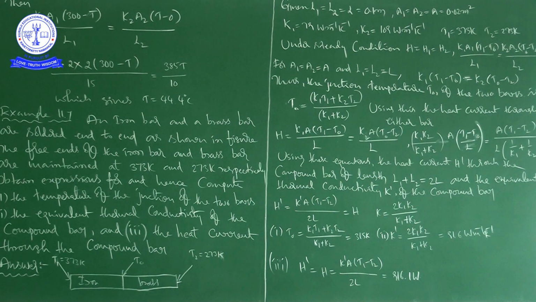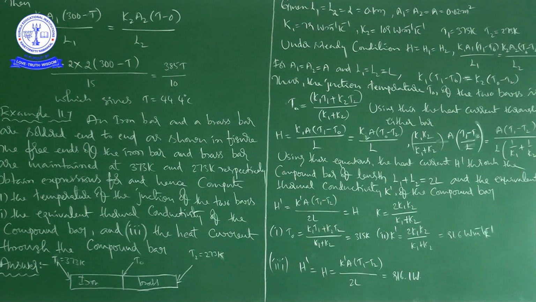What is the given data? The length and area of cross section of the iron bar, and the length and area of cross section of the brass bar. After that, the thermal conductivity of iron and of brass, the temperature of the free end of the iron as 373 Kelvin, and the temperature at the free end of the brass as 273 Kelvin. Based on the given data and the figure, we calculated three things. First, the temperature of the junction of the two bars, which we got as 315 Kelvin. Next, the equivalent thermal conductivity of the compound bar, which we got as 91.6 watt per meter per Kelvin.